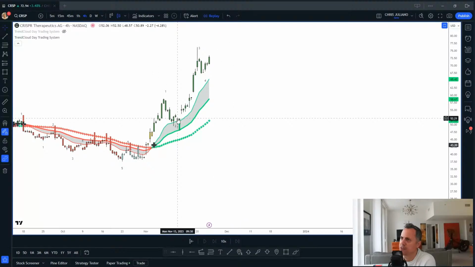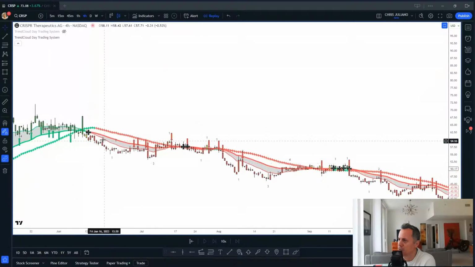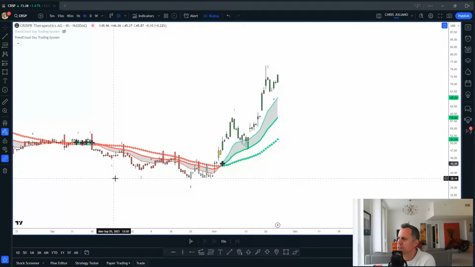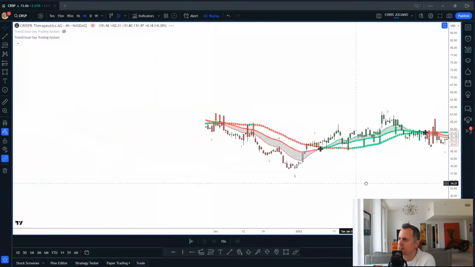You're in way better shape than the next guy if you can draw this out like this, and just have a guide telling you, hey, what's this thing going to do? And the settings that we have on TrendCloud seem to really be working well for these NASDAQ stocks.